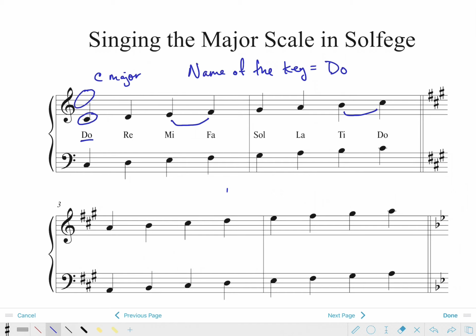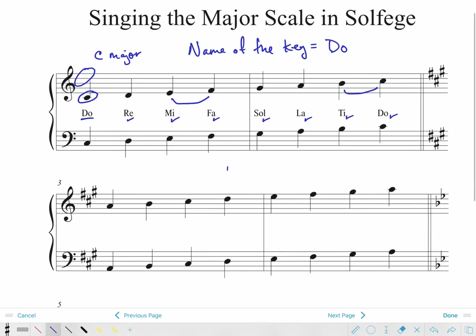The order do, re, mi, fa, sol, la, ti, and do will always remain the same. So as long as we're in the key of C and do is C, then D will always be re, and E will always be mi, and F will always be fa, so on and so forth for the key of C. But let's see what happens when we change the key.